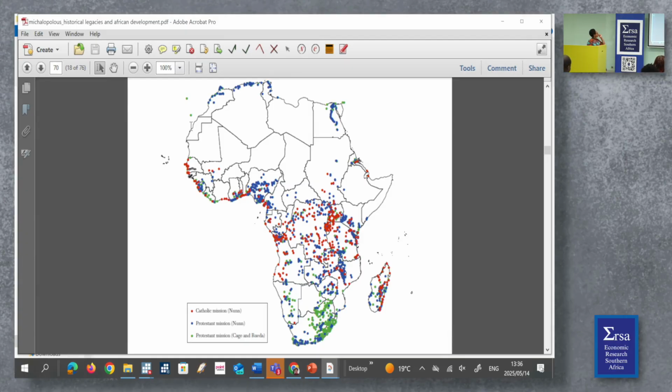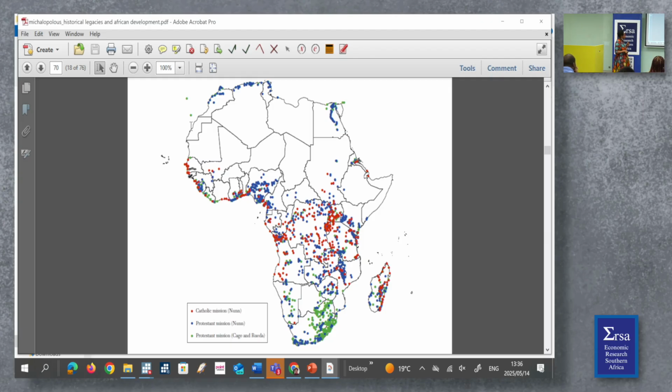Okay, just quickly before we continue, because I didn't put this map in the slides. This is just a map of the influence of missionaries in Africa when they came to Africa. And you can see that there's a lot of influence with the missionary expansion. And the colors denote the different types. So red is your Catholic missionary stations where they were positioned.